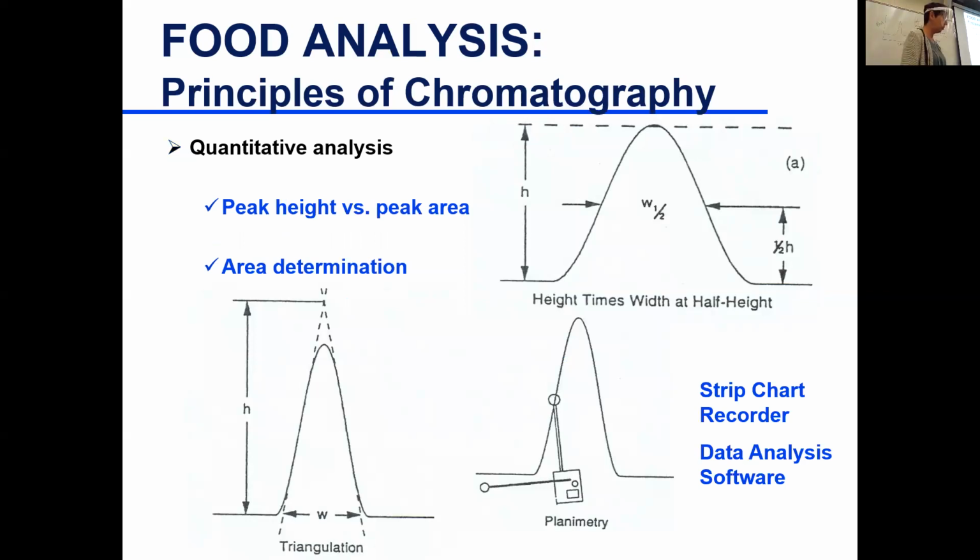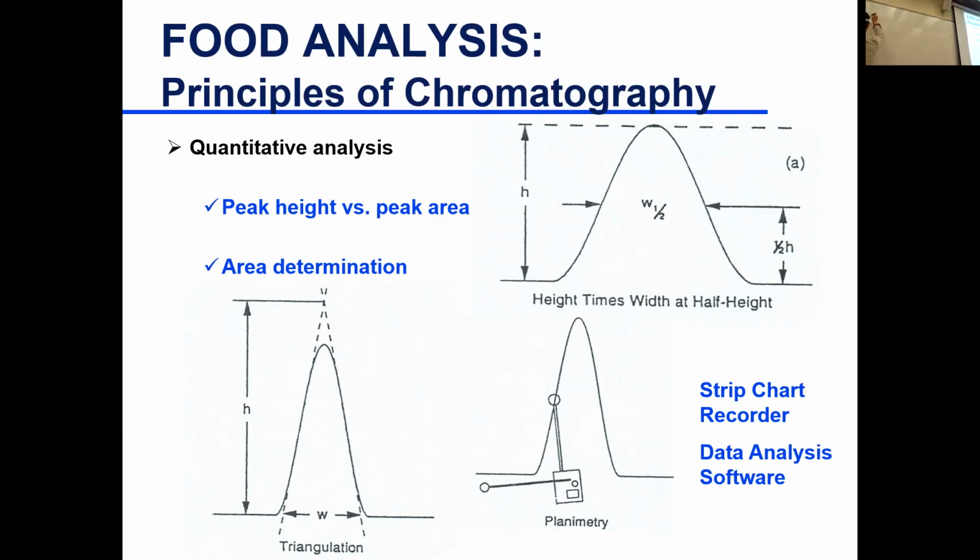Quantitative analysis. So here, in order to quantitate, you would need to have standard curves. In order to quantitate, we need to determine area under the curve, which is very important to relate area under the curve to concentration.